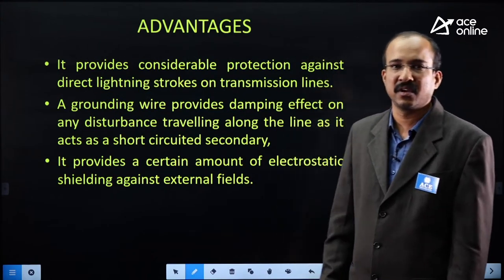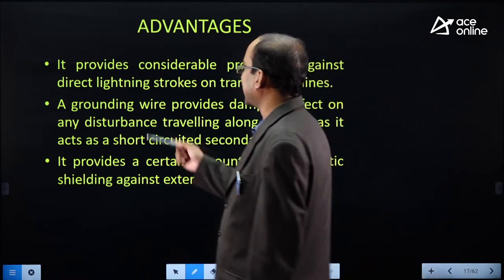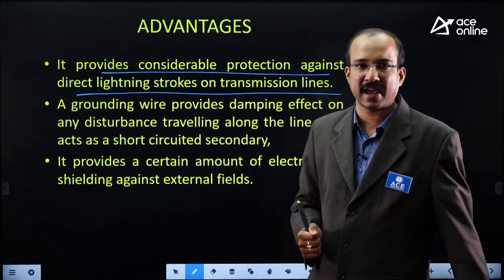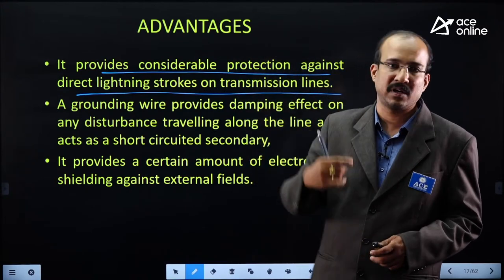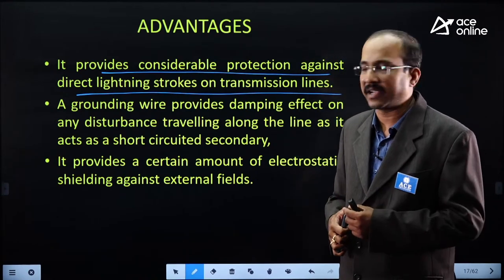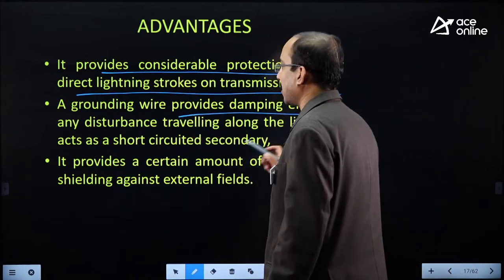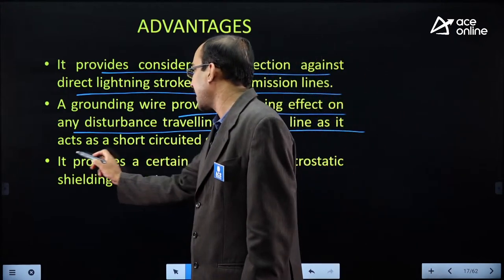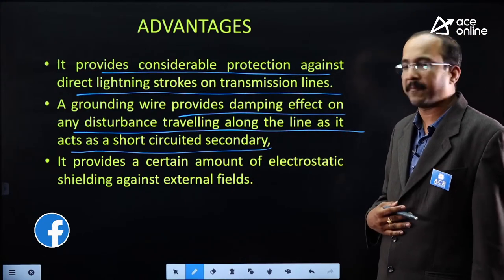What are the advantages? It will provide almost complete protection. It provides considerable protection against direct lightning strokes on the transmission lines. If you observe a transmission line, there will be a ground wire running from the top of the tower. So that will provide protection from direct lightning stroke. And it provides a damping effect on any disturbance traveling along the line, as it acts as a short circuited secondary.